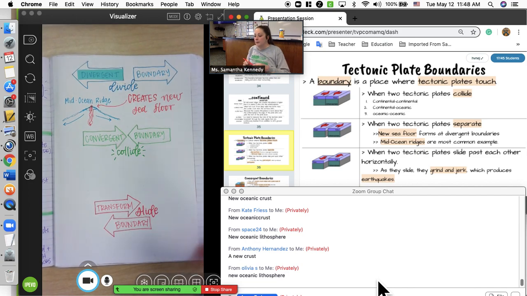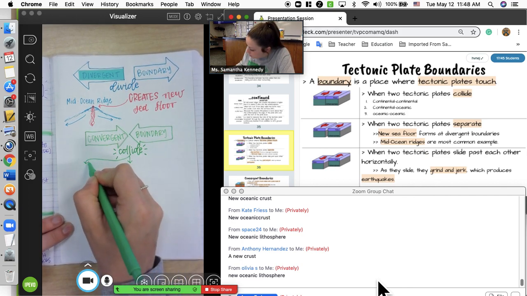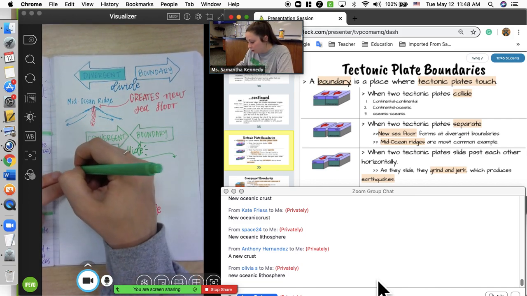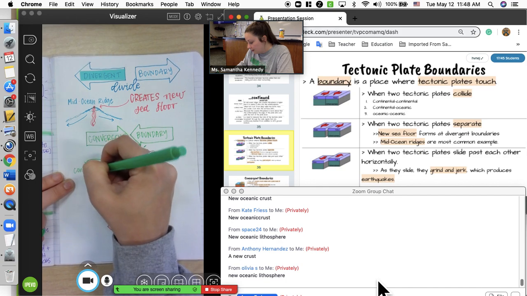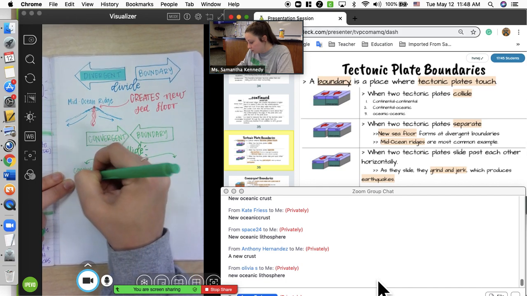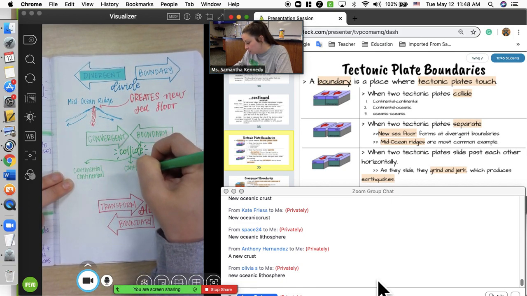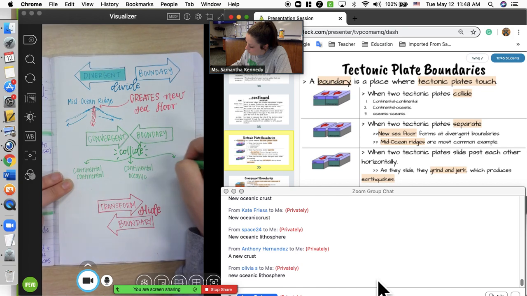All right. Let's talk about convergent. So we already talked about that convergent boundaries are going to collide. Let's go ahead and re-talk about the 3 types of convergent boundaries. Okay, we know it's going to be continental, then we're going to have continental, oceanic. Ooh, I should have made that blue. And then we're going to have oceanic.